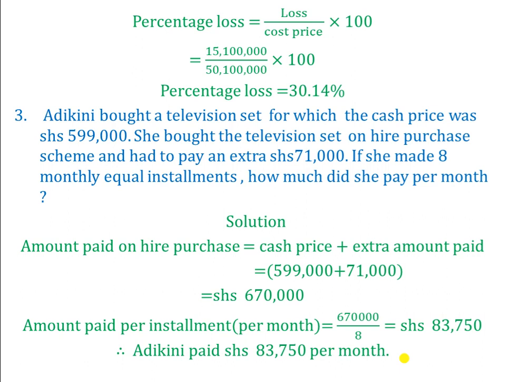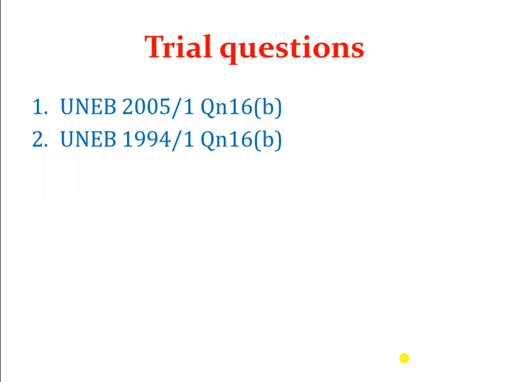Now I'm going to give only 2 trial questions for you. Just go to your past paper booklet, that is our question bank, and check through UNEB 2005 paper 1 question 16 part B. You will get a good question of hire purchase. Also check out through UNEB 1994 paper 1 question 16 part B.